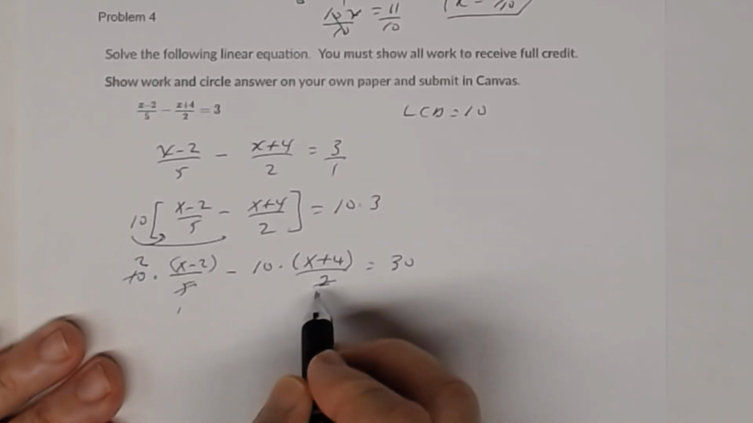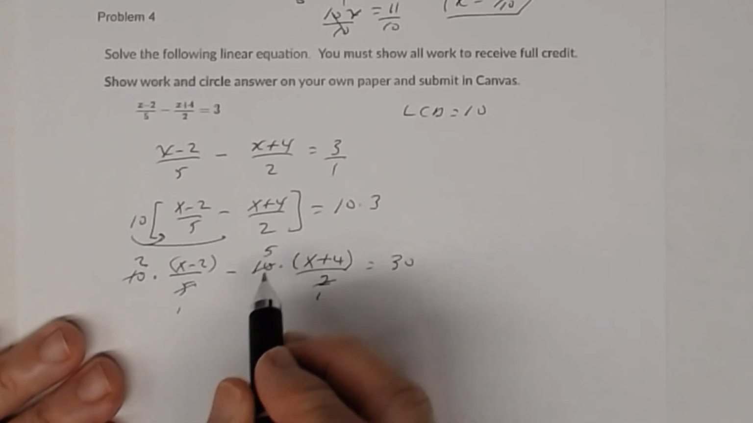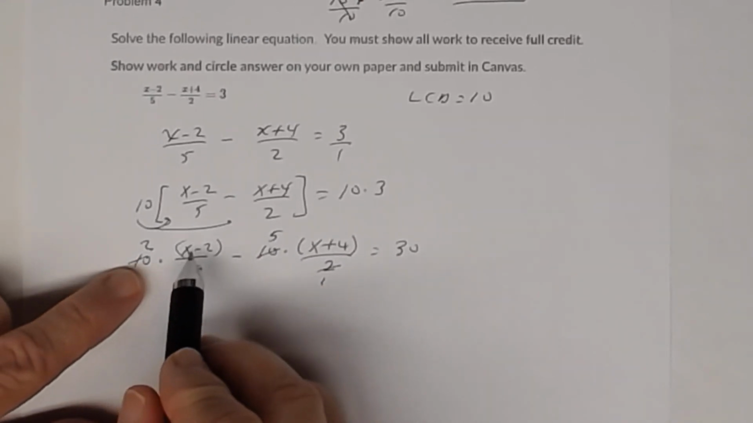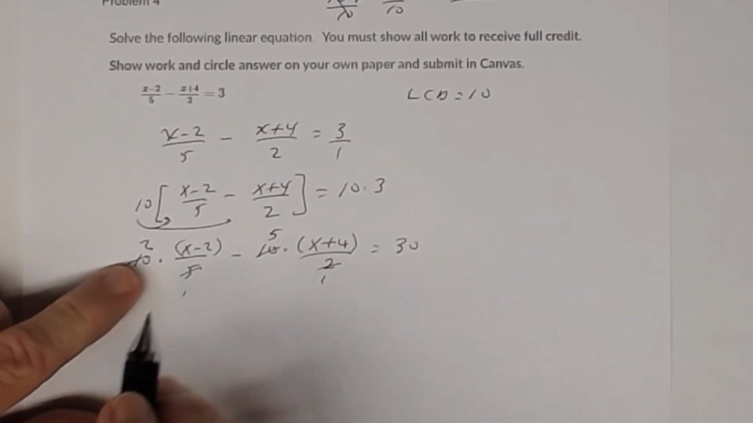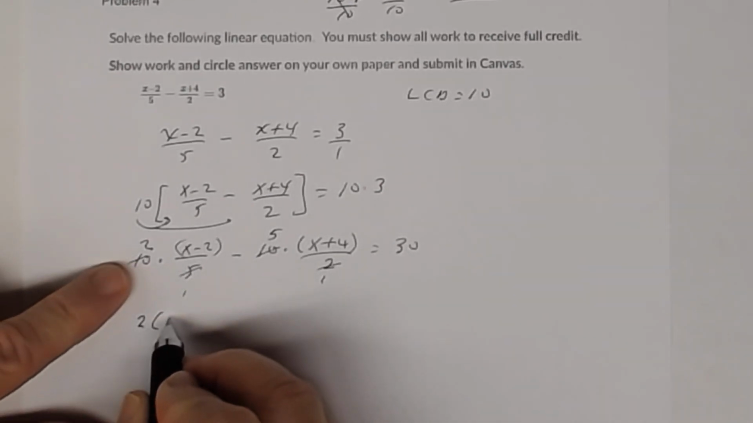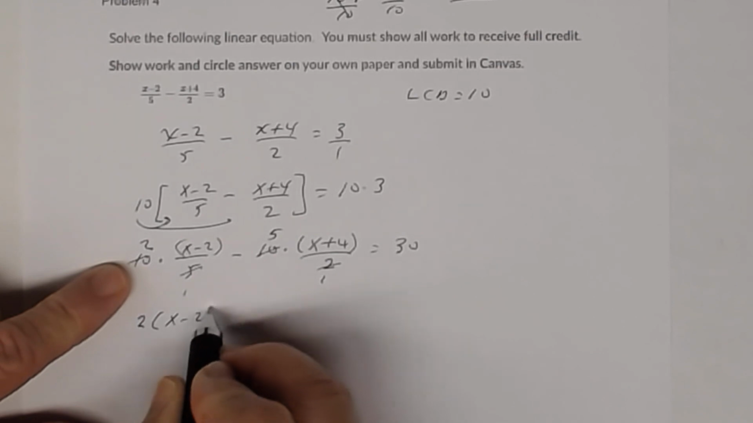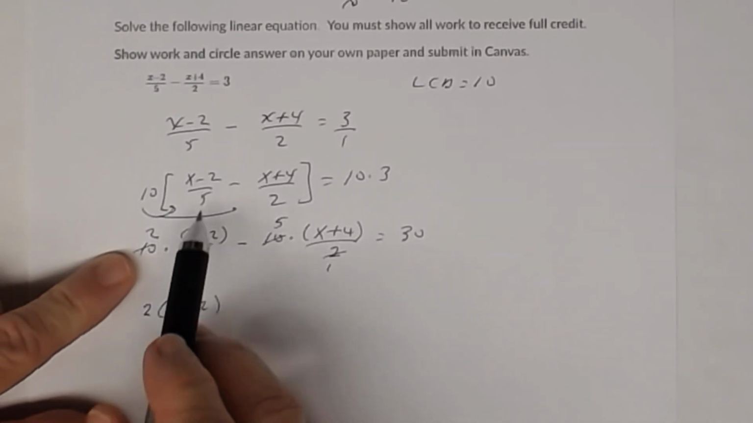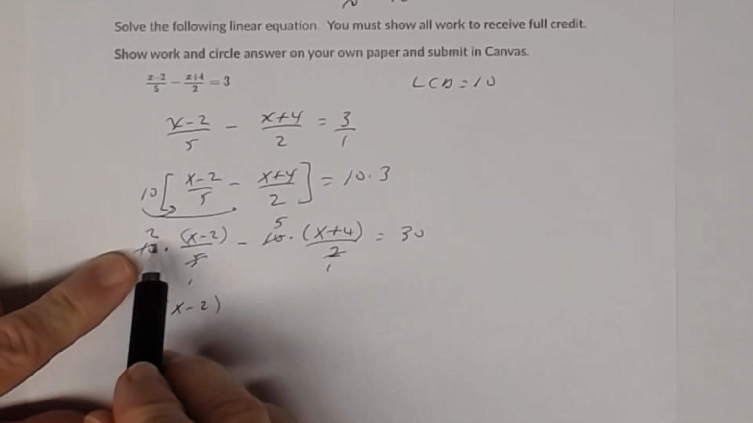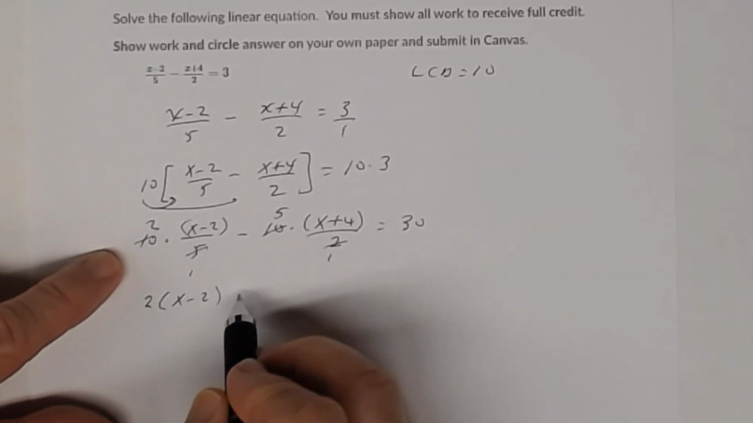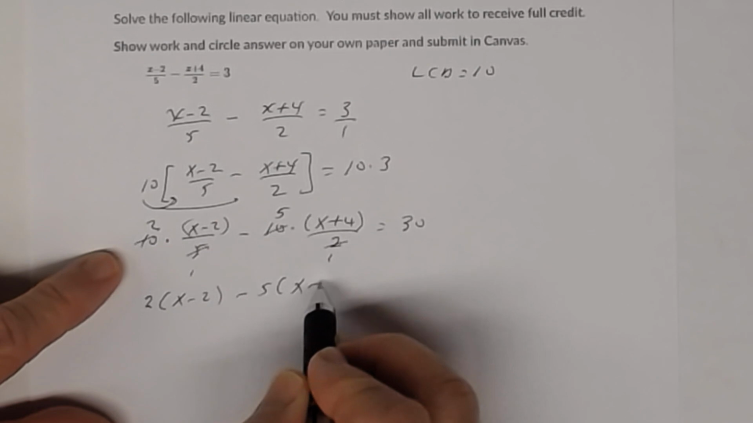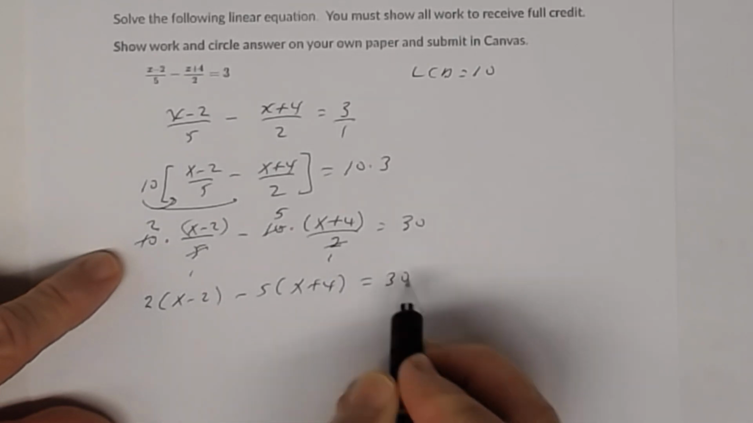2 into 2 is 1, 2 into 10 is 5. Now, the reason why we put parentheses here is because each of those terms in the numerator needs to be multiplied by 2. So in reality, you have 2 times (x minus 10). Remember, every term in that numerator has to be multiplied by this 2. Same thing here: subtract 5 times (x plus 4) equals 30.